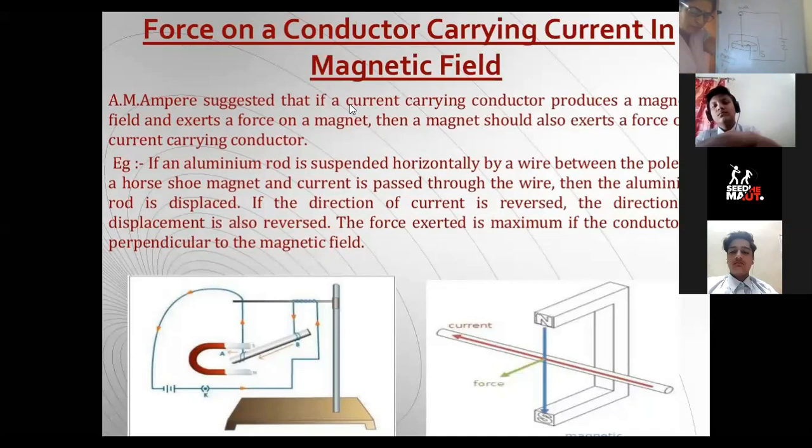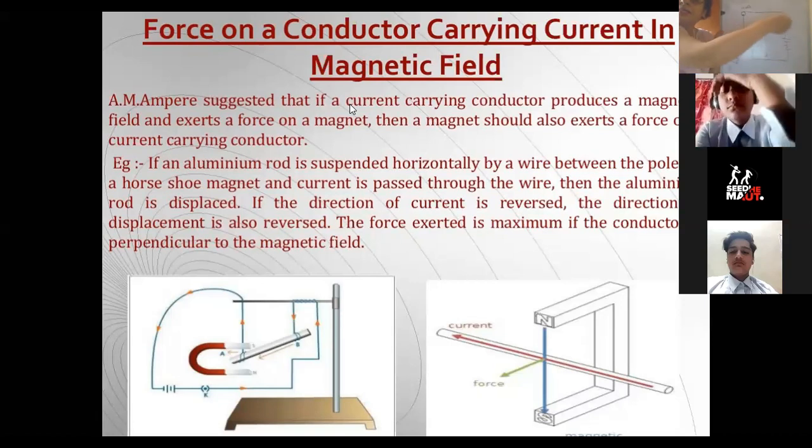Because of this U-shaped bar magnet, a magnetic field is already there, right? Then once I switch on the key, in the magnetic effect of current, the direction of current is always to be taken from positive to negative. We consider the direction of the conventional current, right?